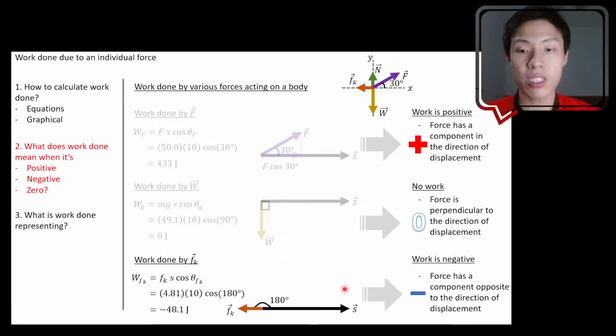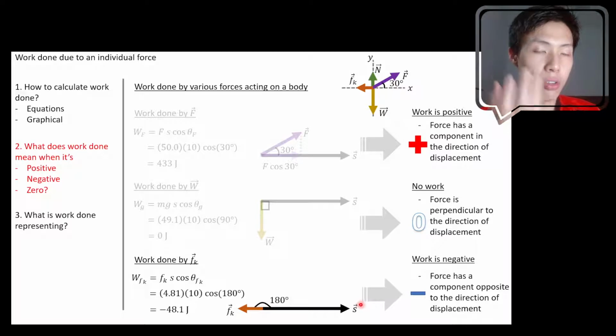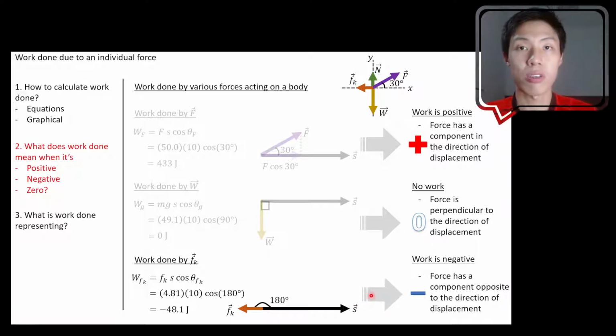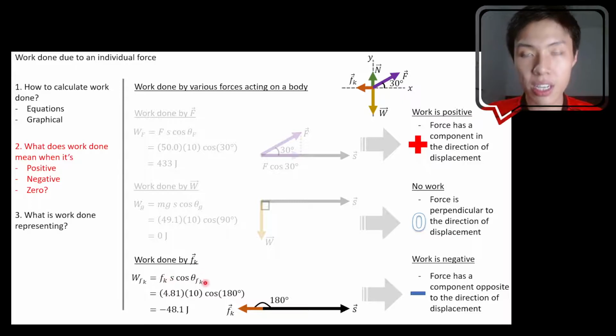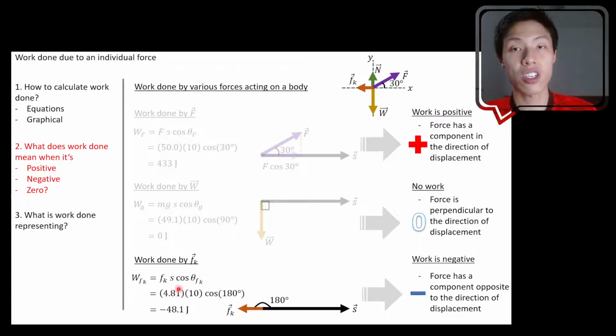So if it's opposite, your F parallel is negative, your displacement is positive. So negative times positive becomes a negative value, because F cos theta here represents F parallel. So F parallel is pointing in the opposite direction, so F parallel is a negative value over here.